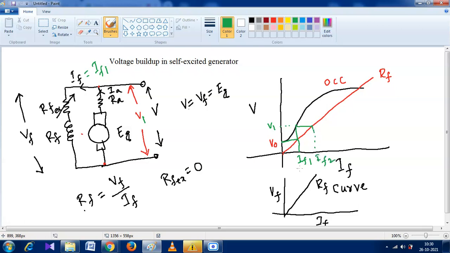Suppose the value of field current is now IF2. Since the field current has increased, the flux generated on the field coil is greater than the previous one, and so the voltage will go up. The value of voltage is now, suppose, V2.